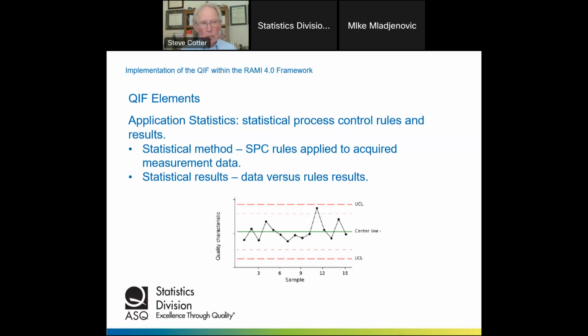SPC rules can be Western Electric, Nelson Run rules, as I said, your own internal rules that you've developed for your process. So the application statistics, the next to last step in the workflow thread, statistical process control rules and results. The statistical method is the SPC rules applied to acquired measurement data. The statistical results are the data versus rule results output.